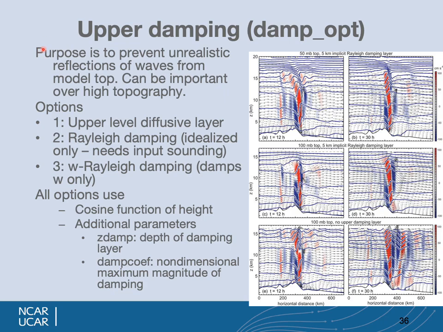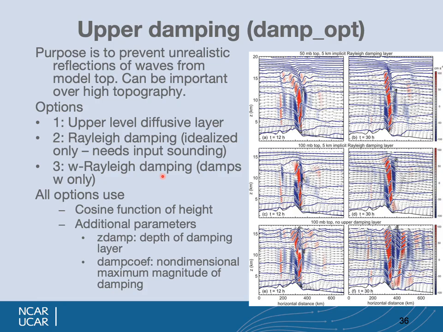Upper damping can be controlled with an option we have called damp opt. The purpose is to prevent unrealistic reflections of waves from the model top, which can be important when you have high topography. We have 3 options here. One is the upper diffusive layer. Number 2 is a Rayleigh damping, which is for idealized runs only because it damps towards your input sounding. And number 3 is the W Rayleigh damping option, which only damps W but is suitable for real data cases, and we recommend option 3 for real data cases. They're all very effective in removing this reflection from the model top.